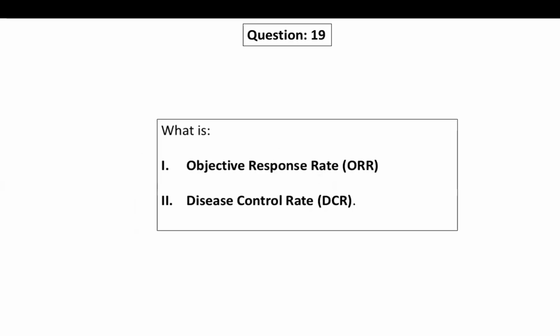What is objective response rate? This is the sum of the complete response and the partial response. What about disease control rate?